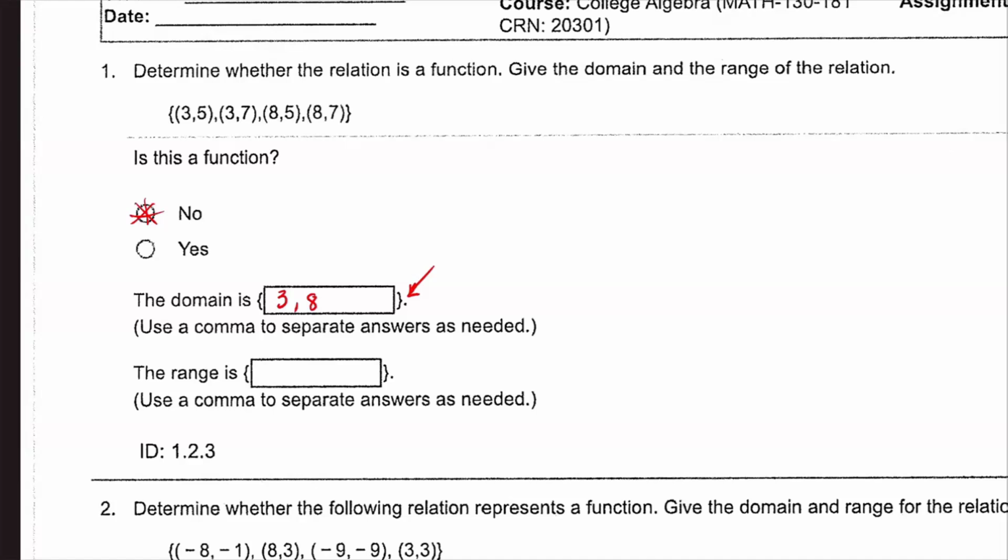I've seen it many times where students repeated those, and it marks the answer wrong because you're not supposed to repeat them. So even though the 3 appears 2 times and the 8 appears 2 times, you only write the 3 and the 8 once. And then same thing for the range. The range is the set of all y values. So in this case, we have a 5, a 7, a 5, and a 7. So we only write 5, 7 one time for the range. So 5, comma, 7. Those are the only values that appear in the range.